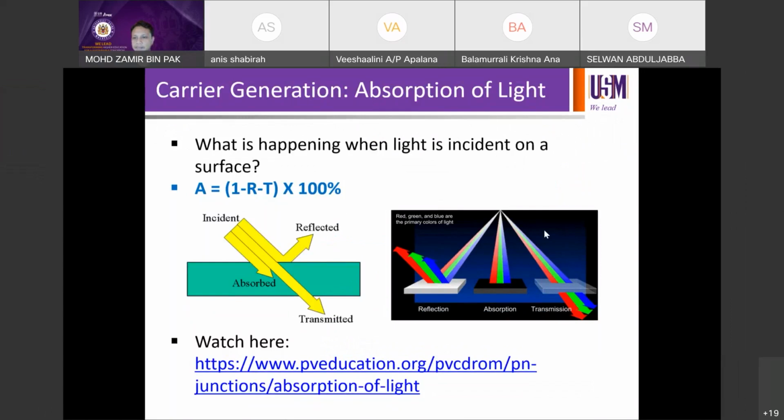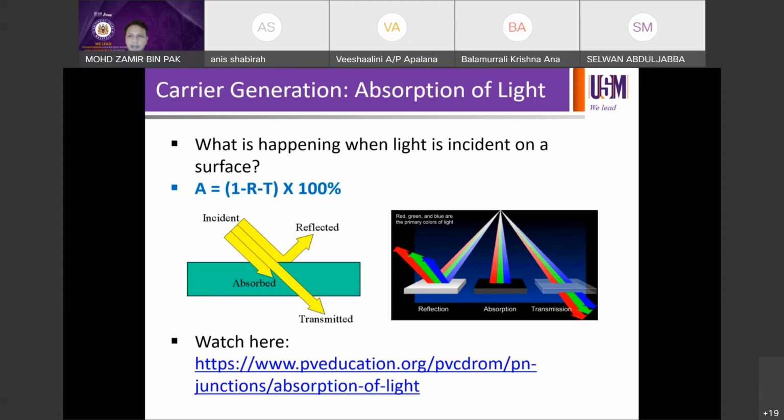Okay, right. So can you see the slides on the screen? Good. All right. Yesterday we discussed a little bit on carrier generation, especially on absorption of light. So we discussed what happens to incident photons upon their incidence on a semiconductor surface.